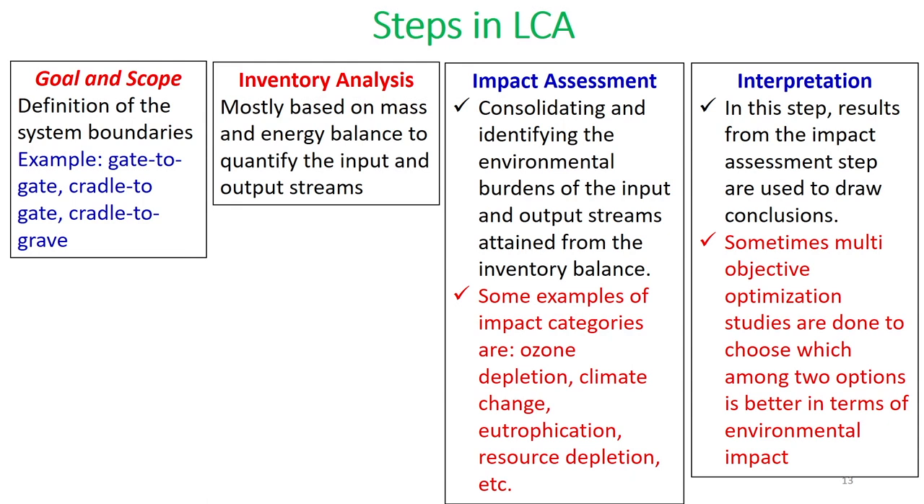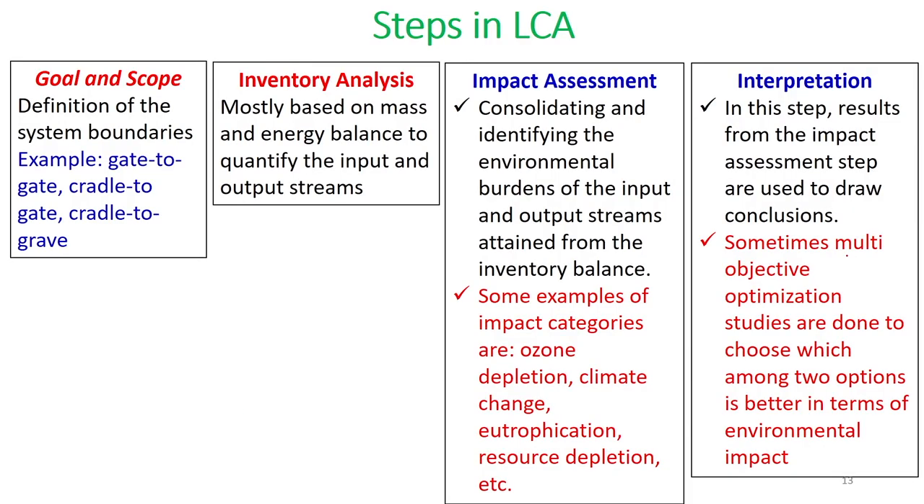Then we have to go for impact assessment. It is nothing but consolidating and identifying the environmental burdens of the input and output streams obtained from the inventory balance. Some examples of impact categories are ozone depletion, climate change, eutrophication, resource depletion, and so many things. Then we go to interpretation. In the interpretation step, the results from the impact assessment are used to draw conclusions.